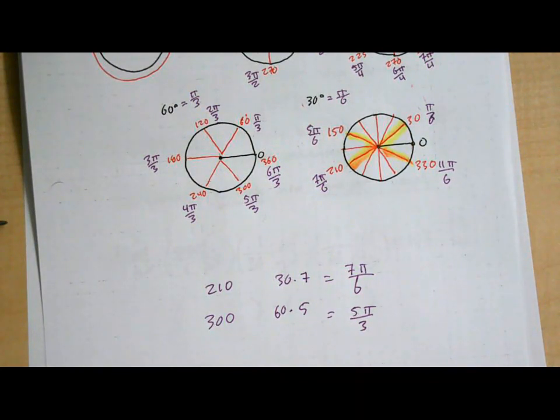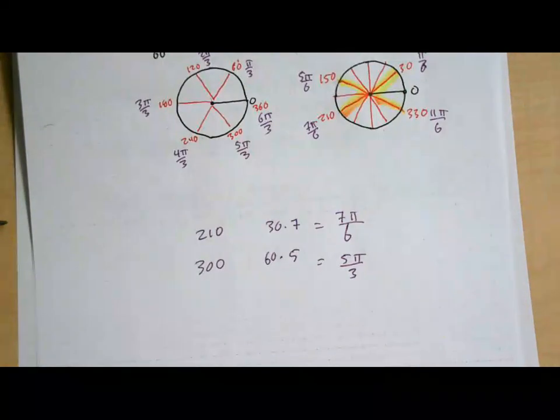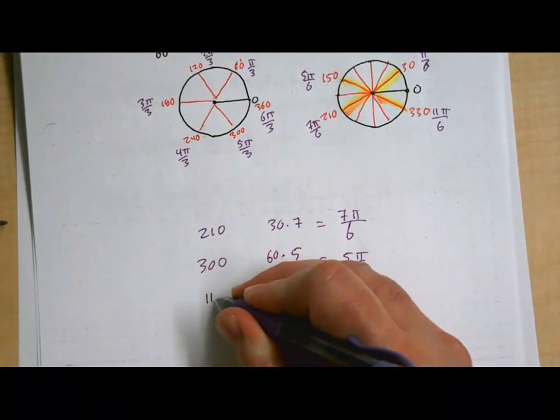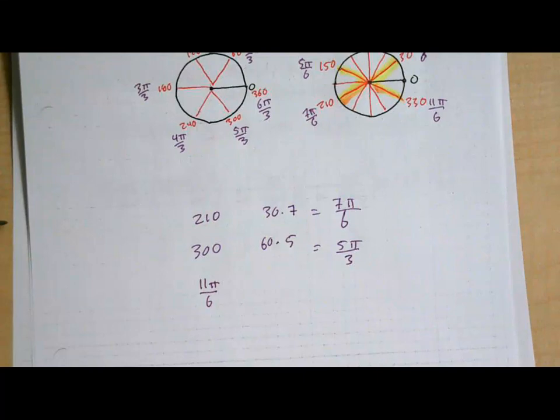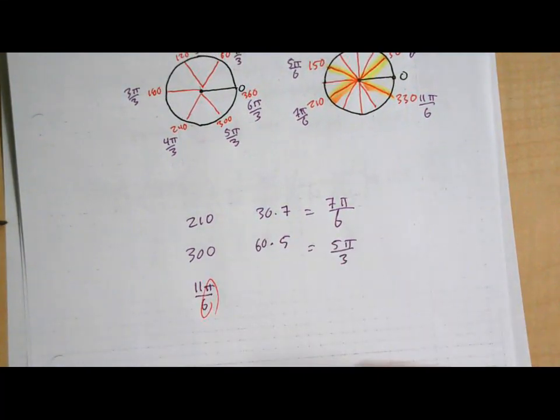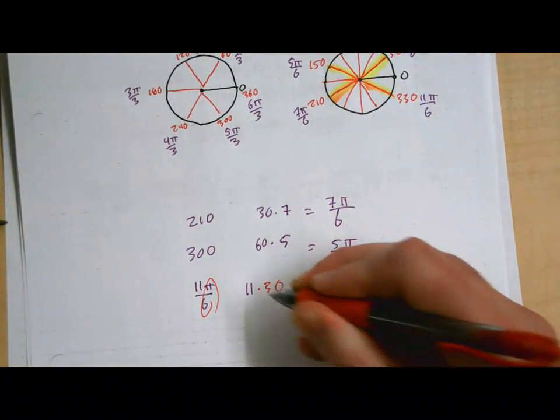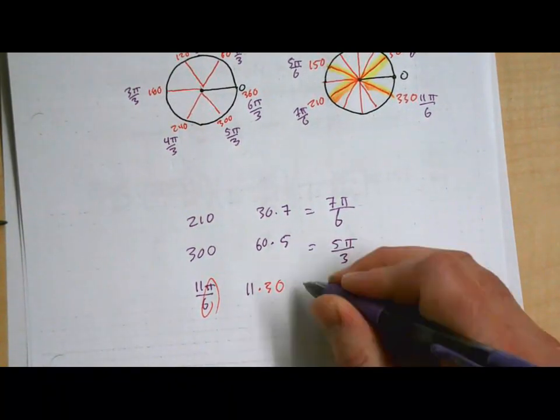All right, going the other way is actually easier. If I gave you 11 pi over 6, you're going to sit and think, okay, what's the pi over 6 again? Pi over 6 was 30. Oh, that's just 11 times 30. That's 330.